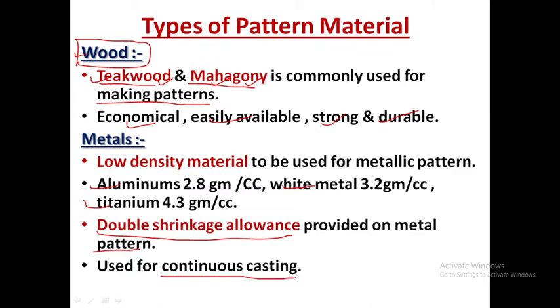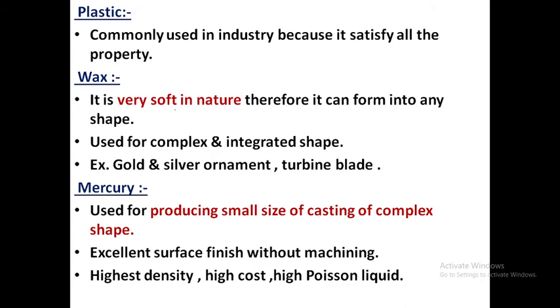So what is continuous casting, that we will see in our upcoming lectures. Okay, so apart from these pattern materials, some other materials are also used for the pattern, like plastic and wax. Let us see plastic. This is also commonly used in industry because it satisfies all the properties. Okay, next, wax is there.